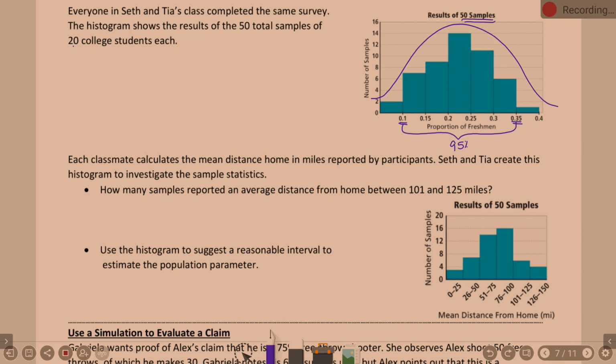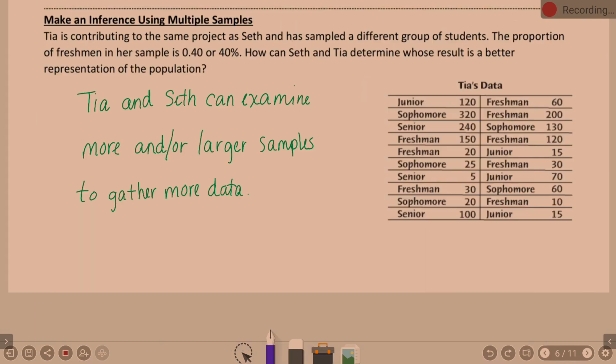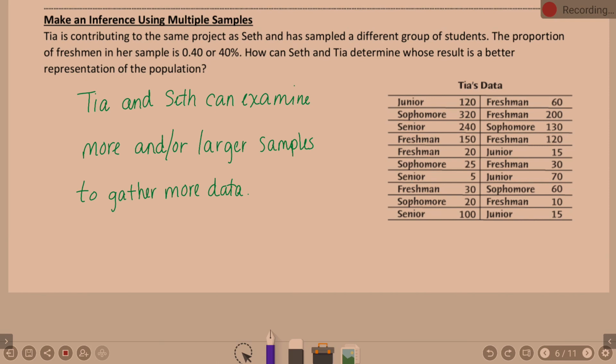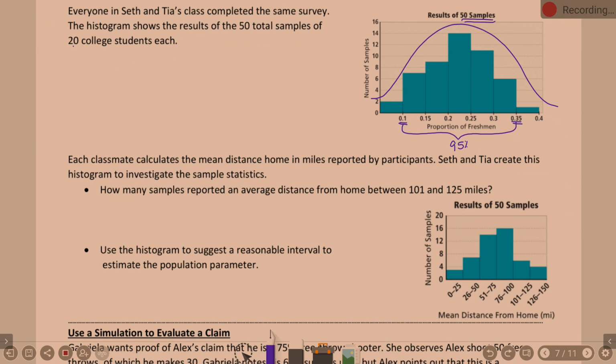Well, what did Seth come up with for freshmen? When we talked about Seth's, he was in the 20% range, yes? Okay, or 0.2. What did we come up with for Tia? Or I guess we didn't come up with it, but 0.4, yes? With that in mind, now would you say whose is more accurate? Okay, Seth's is more in the range of what his classmates did, right?